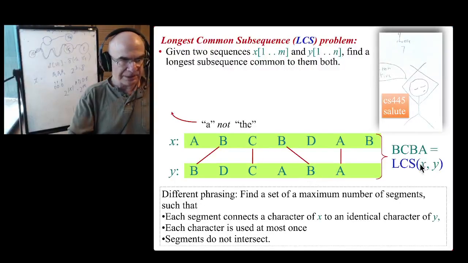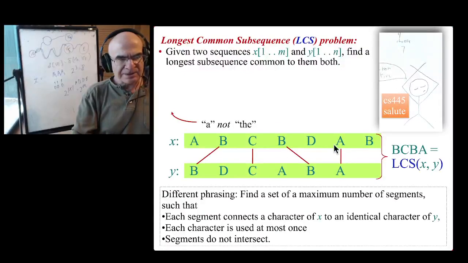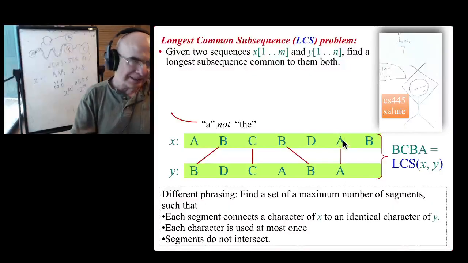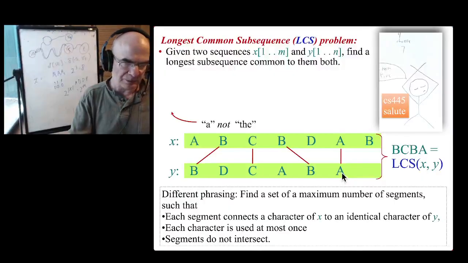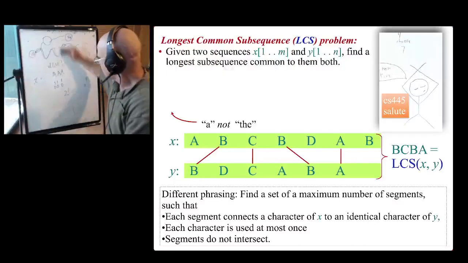BCBA is a subsequence both of X and of Y. It has 4 characters, the length is 4, and you'll figure out that you cannot find an LCS of length 5 in this example. But now let's think about these segments that I just drew. These segments connect the same letter of X to the same letter of Y, and I need to choose which segments I'm connecting. A character can be matched only to a single character on the other side. And let's draw a quick example.